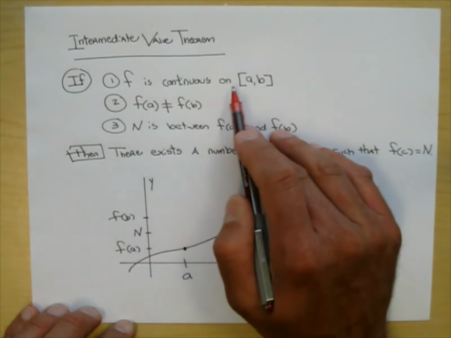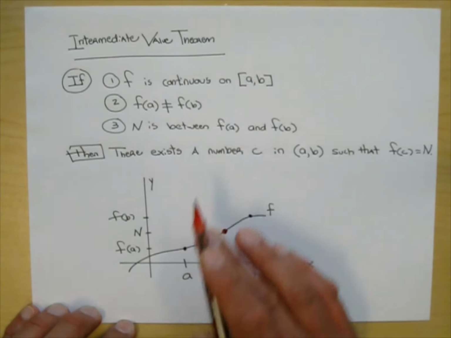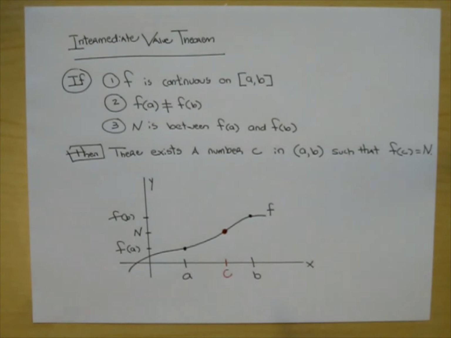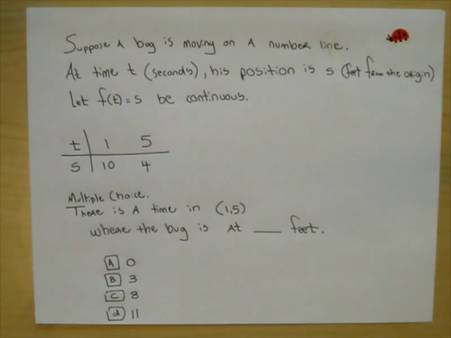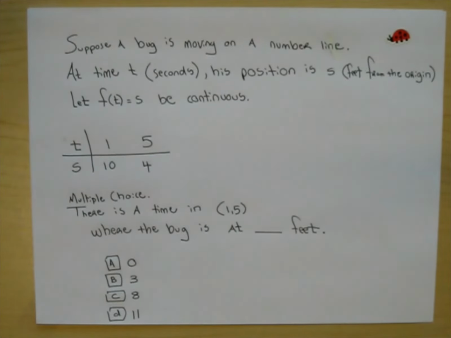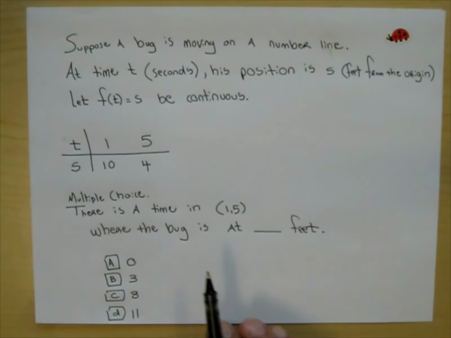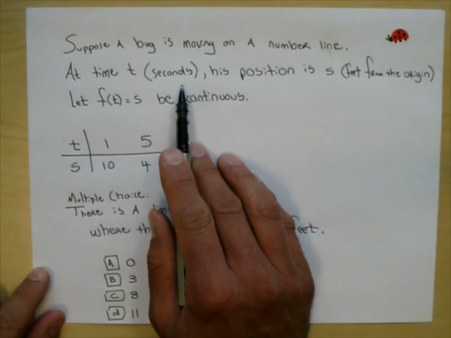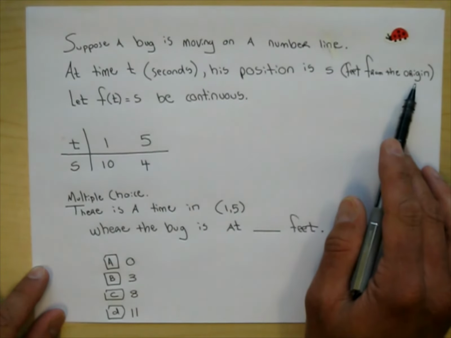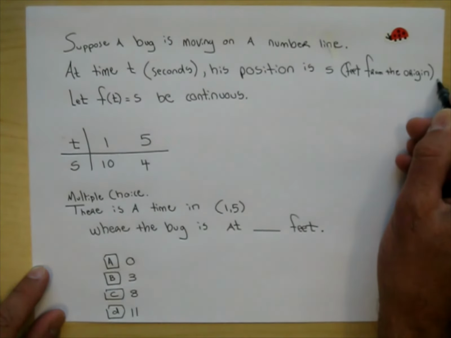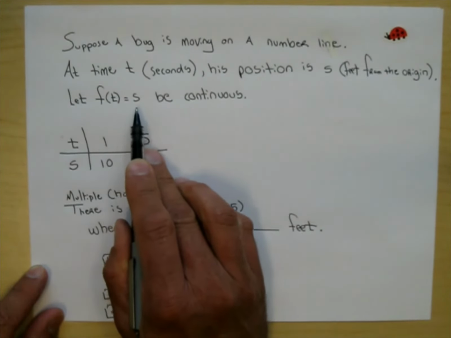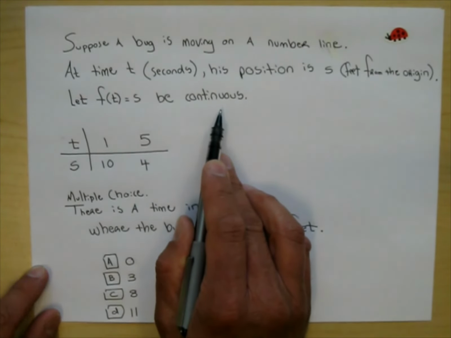It's saying that you've got to have a continuous function to do this. You have f of a and f of b. That's what it says. And it seems very technical, but I'm going to try to connect this to our bug on a number line. Suppose a bug is moving on a number line at time t seconds. His position is s feet from the origin. Let f of t equal s be continuous. So that's the key part.